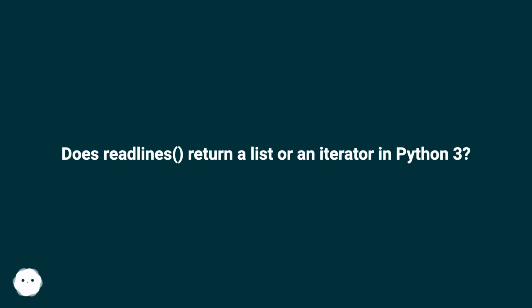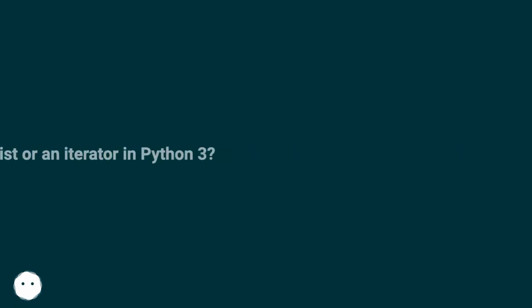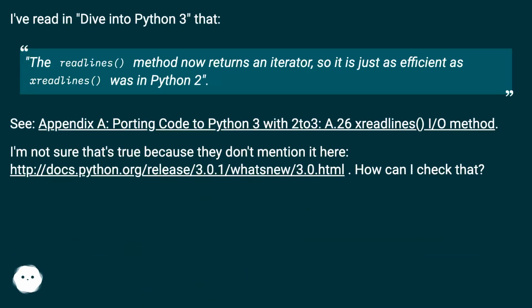Does readlines return a list or an iterator in Python 3? I've read in Dive into Python 3 that the readlines method now returns an iterator, so it is just as efficient as xreadlines was in Python 2. See Appendix A, Porting Code to Python 3 with 2to3, A.26 xreadlines() I/O method. I'm not sure that's true because they don't mention it here, this URL. How can I check that?